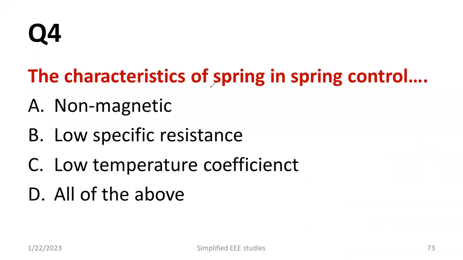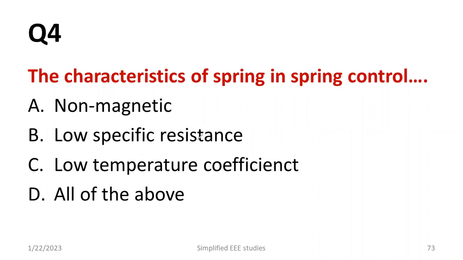The characteristics of the spring in a spring control system. In measurements, there are two types of control which I already discussed: spring control and gravitational control. In spring control, it produces the controlling torque. The controlling torque should be equal to the deflection torque to keep the pointer at a steady position. Suppose the pointer wants to go to 0, the deflection torque should be equal to the controlling torque. Suppose the pointer wants to move to a particular position, the deflection torque will be equal to the controlling torque.